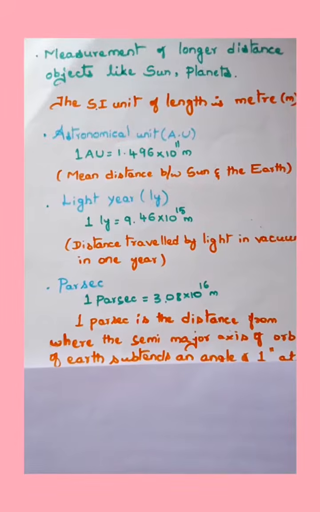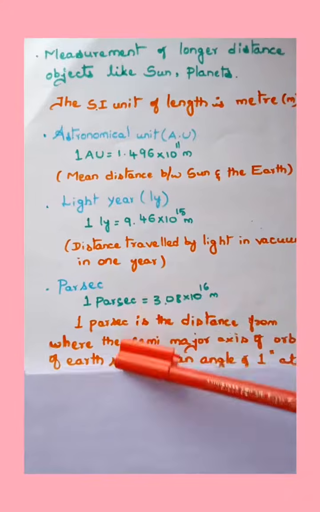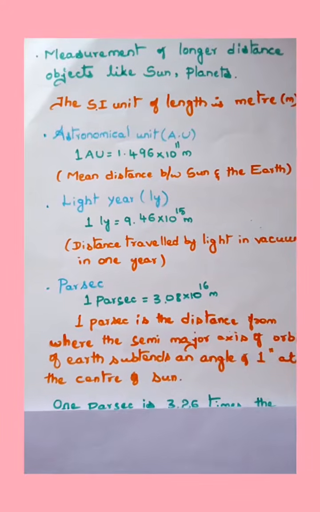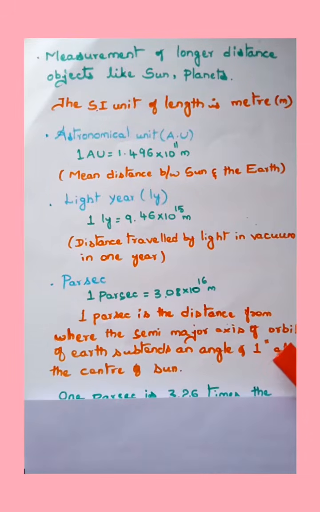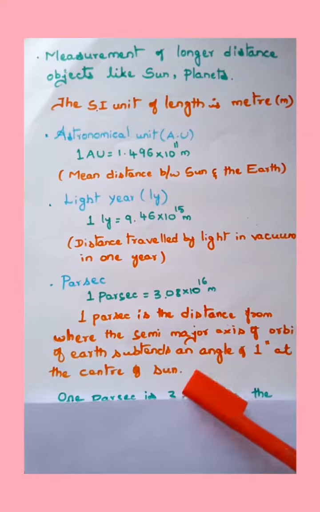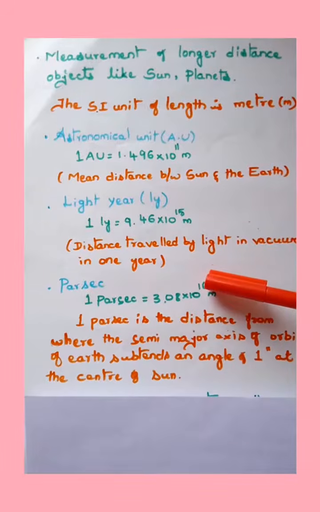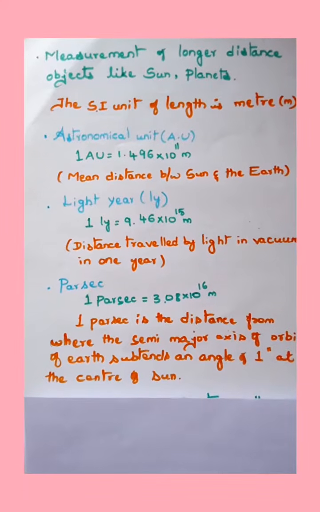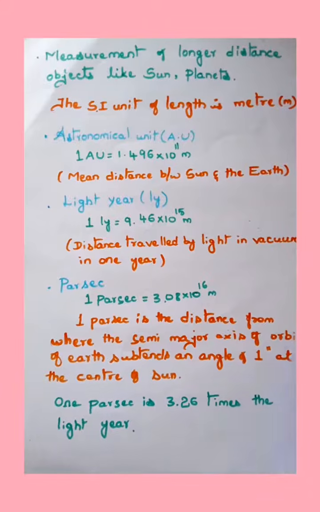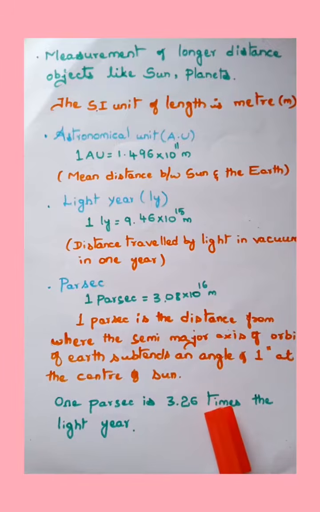Then about parsec. Parsec is also another longer unit of length. 1 parsec is the distance from where the semi-major axis of the orbit of Earth subtends an angle of 1 second at the center of the Sun. So the definition may not be asked, but they may ask for this value. 1 parsec is equal to 3.08 into 10 to the power of 16 meter. Remember this value. Clear? And when we compare this parsec with light year, 1 parsec is equal to 3.26 times the light year.